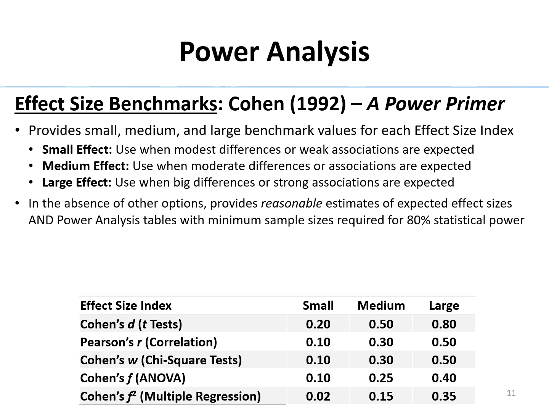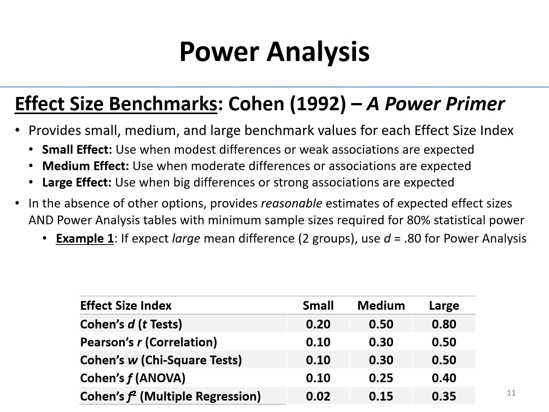When you do not have other options, these benchmarks give you a reasonable estimate of the expected effect sizes, and accompanying power analysis tables with minimum sample sizes required to achieve 80% statistical power. This study really does save a lot of people's butts. So let's do a couple of examples.